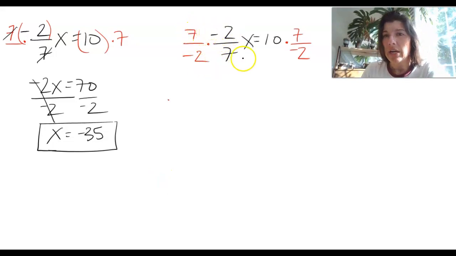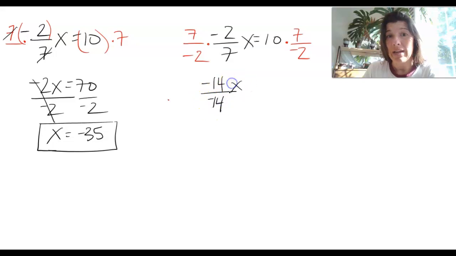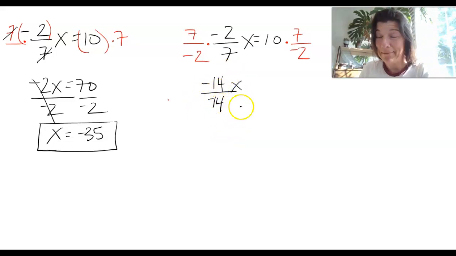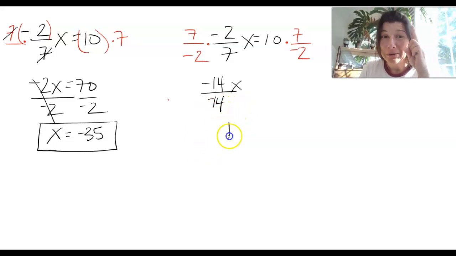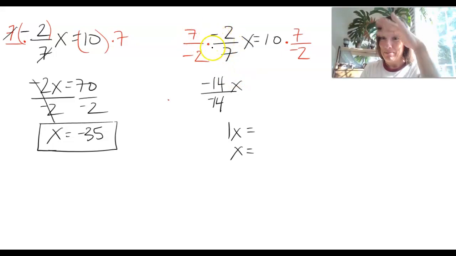Notice if we multiplied straight across, we'd be left with -14x divided by -14. Well, what is -14 divided by -14? 1. Notice we've been left with 1x, which is the same thing as plain old x. So look at that. Multiplying by a reciprocal actually makes everything disappear, so we're only left with the x.